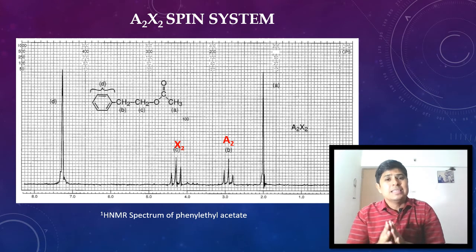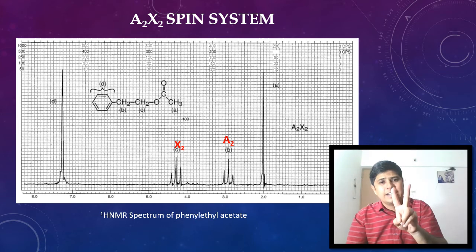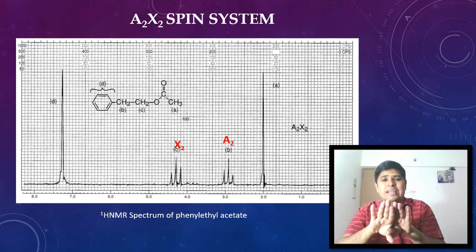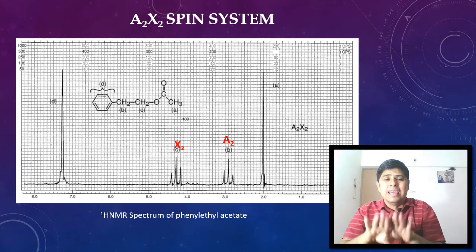Have you understood the difference between the A2B2 spin system and the A2X2 spin system? See, in the alphabet, A and B are very close to each other. Similarly, the two triplets are also very close to each other and very strongly coupled, hence we are not getting a proper triplet there.